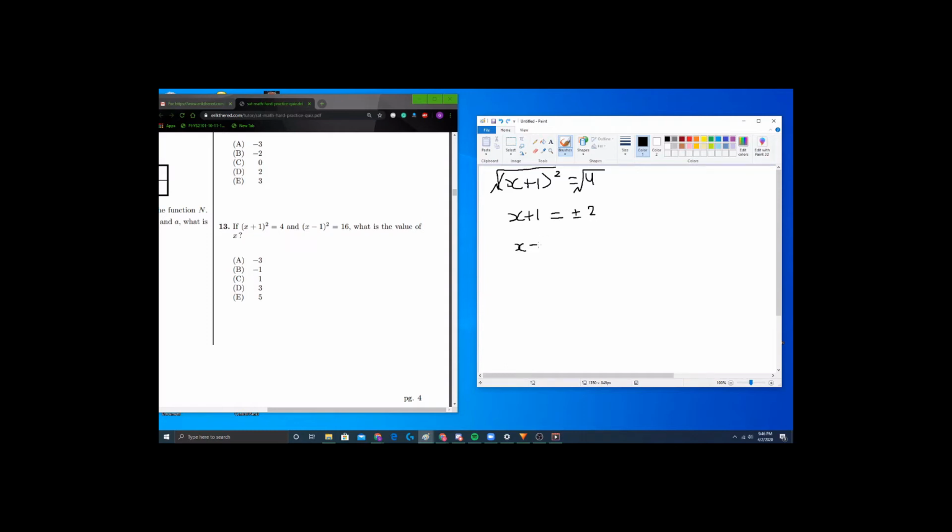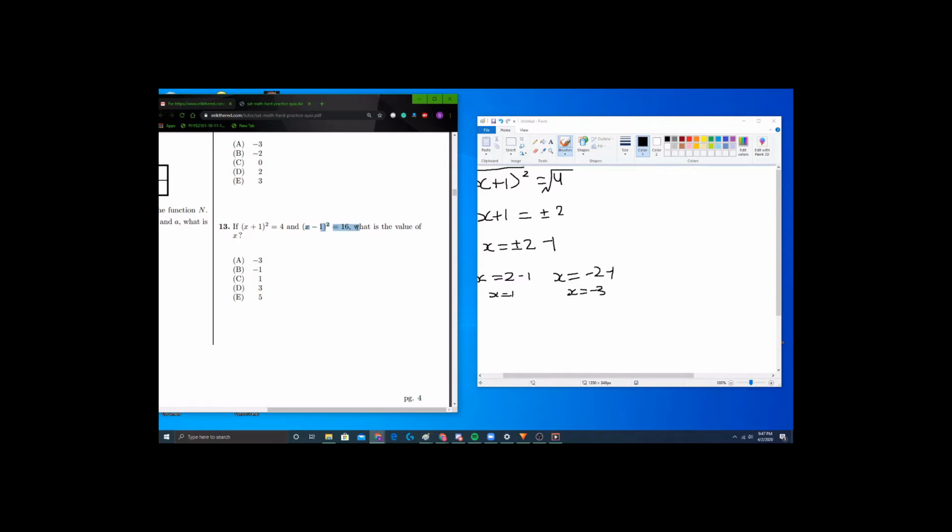So x is going to be equal to plus or minus 2 minus 1. Subtract 1 from both sides. When 2 is positive, it's x equals 2 minus 1, or x equals 1. The other scenario is x equals negative 2 minus 1, so x is going to equal negative 3.